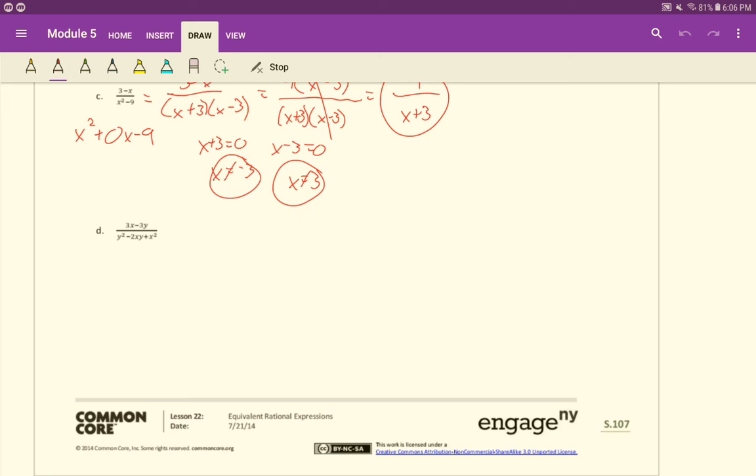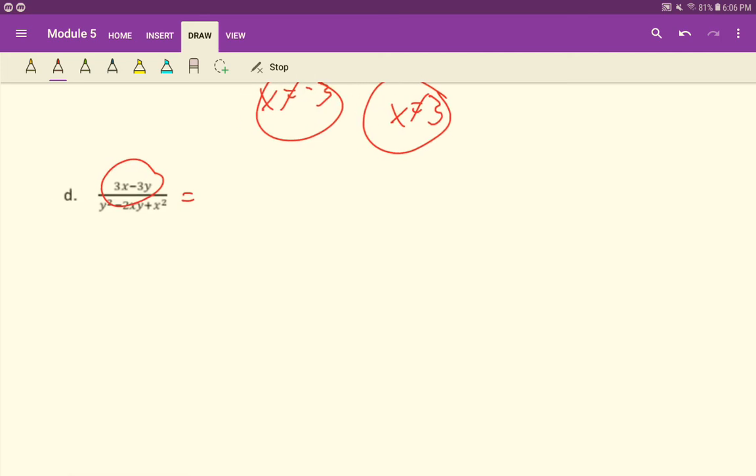This one has x's and y's in it. So let's see what we can do. In the numerator, there's a GCF we can factor out. A GCF of what? Of 3. So we'll put 3 times x minus y over. And then what about the denominator? Does that factor? Well, this is a little bit hard to see because we have both x's and y's in here, a little bit different than what we're used to seeing. But we can figure out a way to make this work, or to factor this.